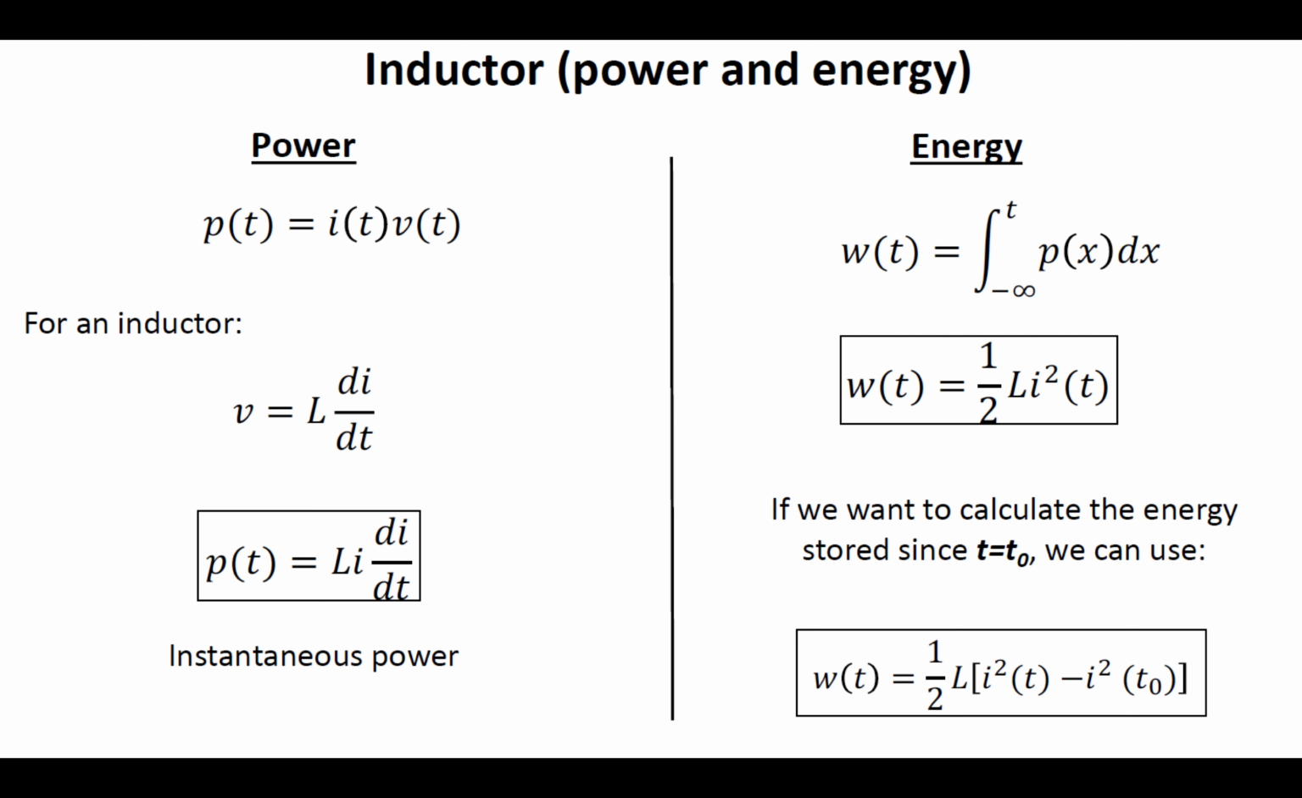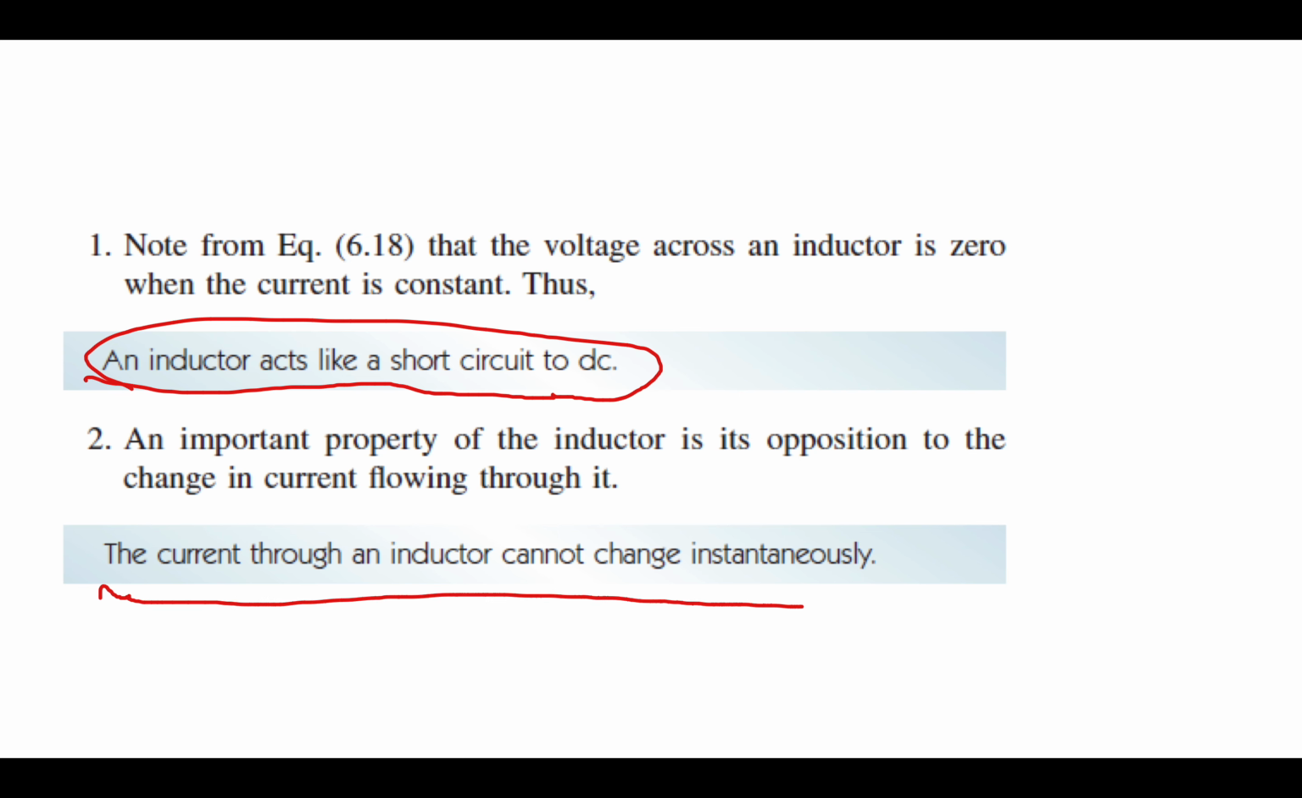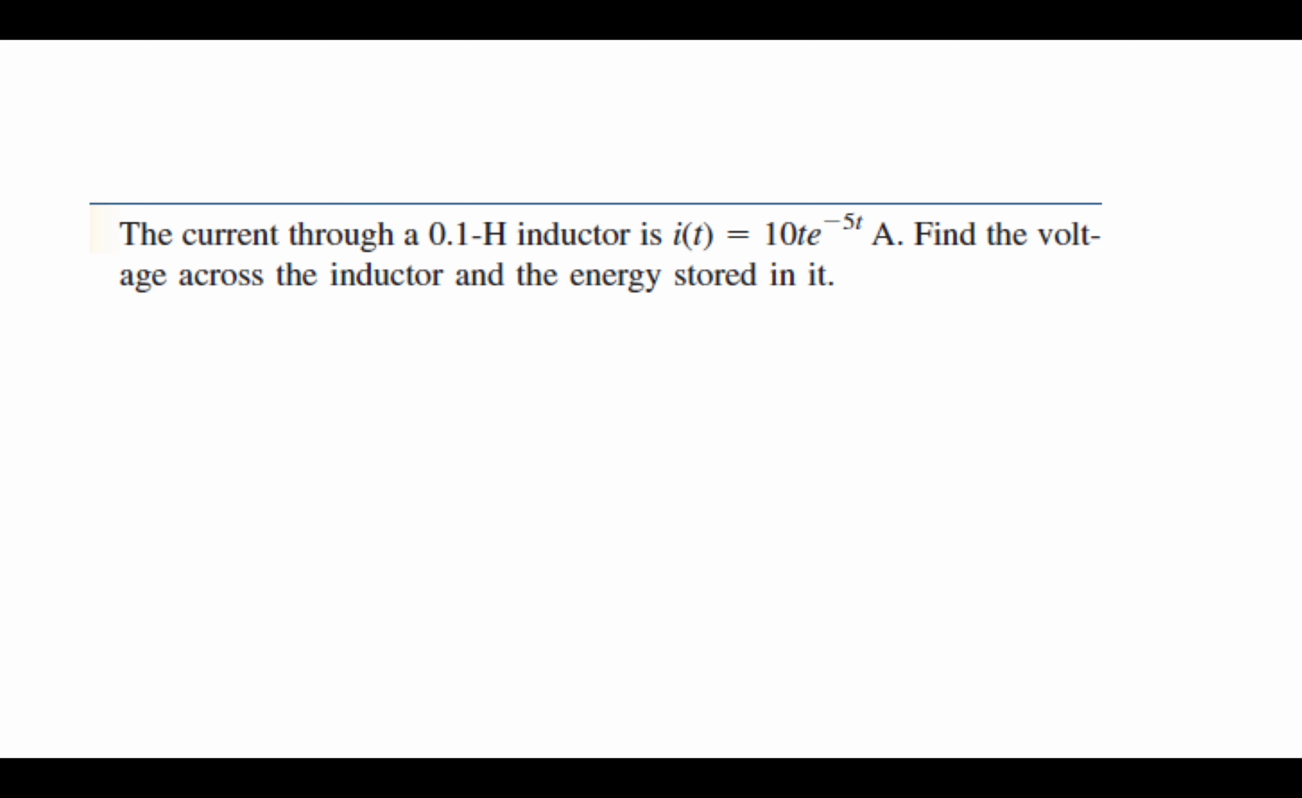And if the initial current is not 0, we calculate the energy stored using this equation. So two conclusions you need to remember. The first one is that an inductor acts like a short circuit to DC. And the second conclusion is that the current through an inductor cannot change instantaneously. Let's take a look at an example.